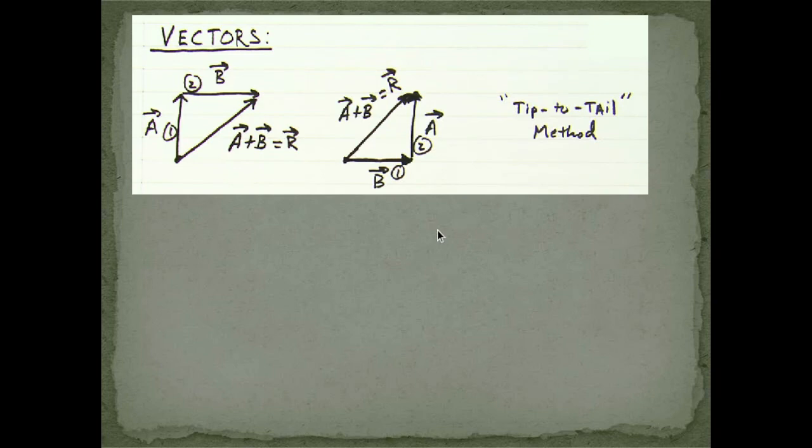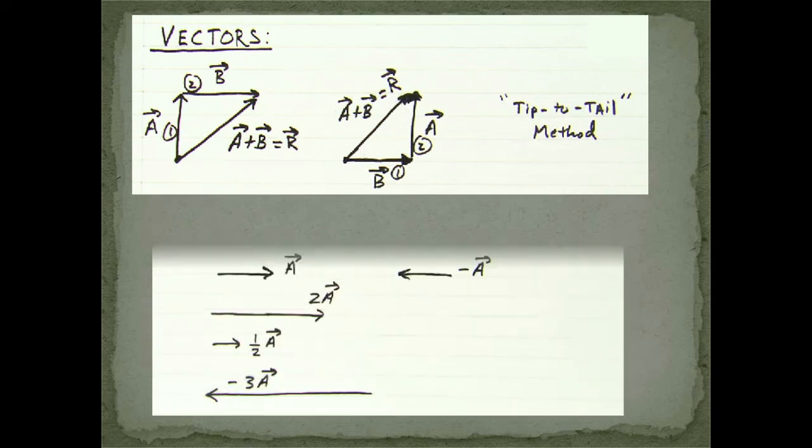So let's look at vectors, some handwriting here. Here I have vector 1, A, and vector 2, B. When I add them together, I get vector R. Notice I could do it in reverse order. I could start with B first, right here, and then add A, and I still get vector R. It still has the same magnitude and the same direction. That's the tip to tail method.